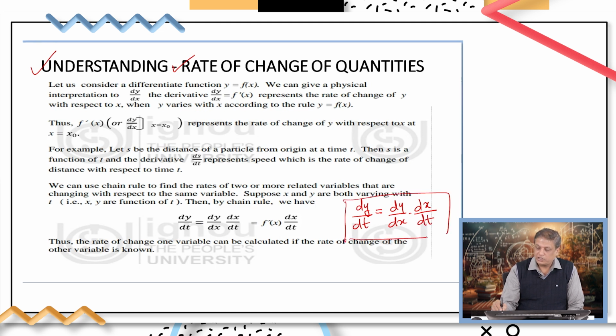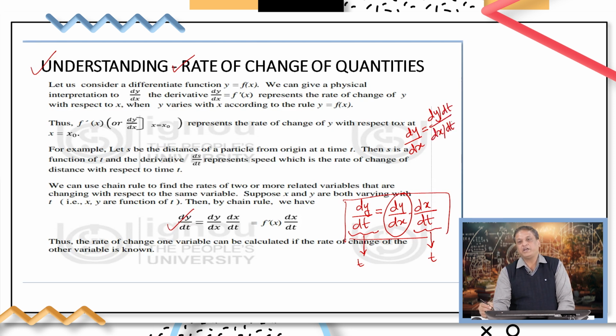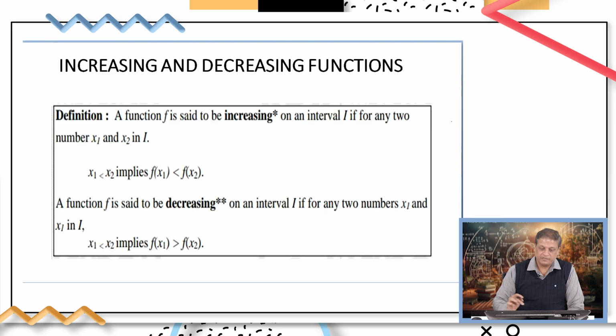Now, this expression can be interpreted that if we know the variation of one variable with respect to time, and we also know the variation of the other variable with respect to time, and we want to know how one variable varies with the variation in the other variable, then we can use the chain rule, and we can find that dy/dx can always be written as dy/dt divided by dx/dt, wherein dy/dt and dx/dt are rates of change of two variables, and dy/dx is change of one variable with respect to the other variable.